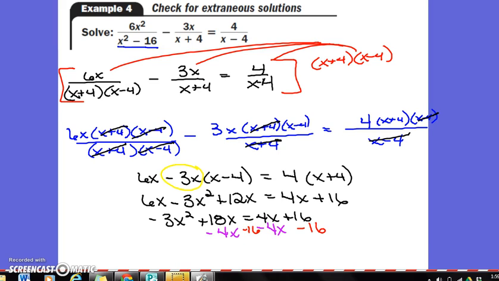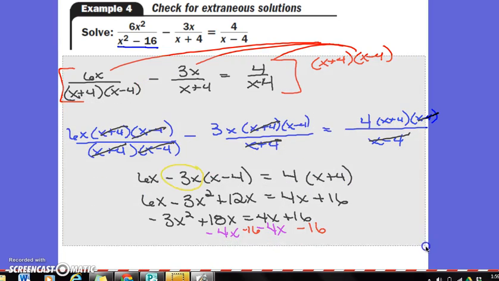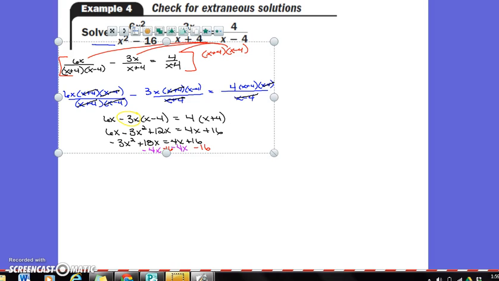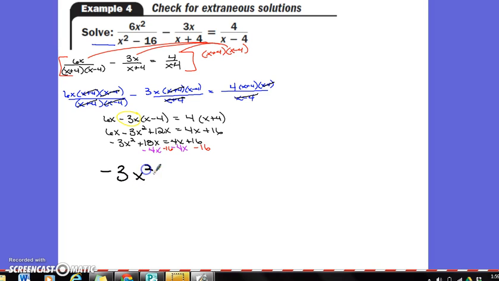So we have it set equal to 0 because remember this is a quadratic and you have to set it equal to 0 so that you can solve it. So this is going to give you negative 3x squared plus 14x minus 16 equals 0. So what we're going to do is divide each side by negative 1.